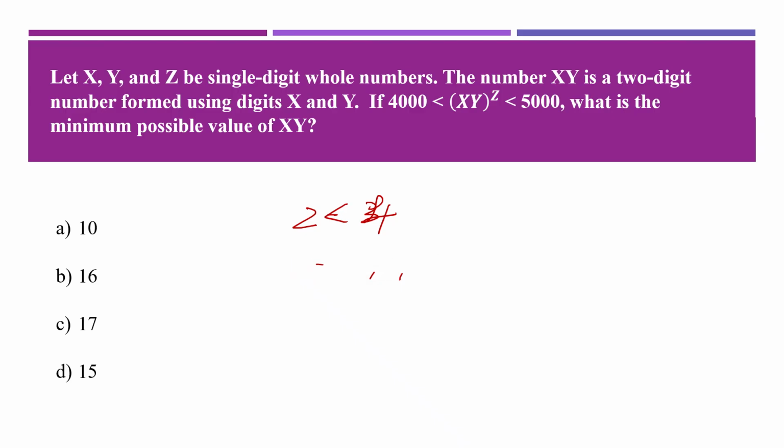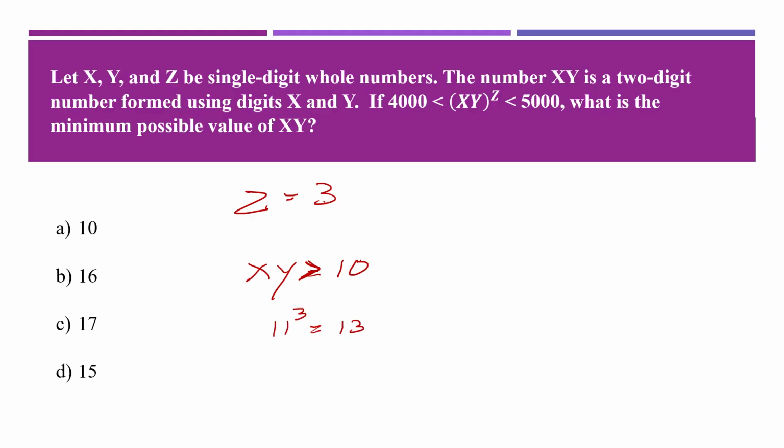In that case, for now, let the value of Z be 3, and we have to find the values of X and Y. So we know that it should be more than 10. I go with 11 cube. I believe you know this. It's going to be 1331.